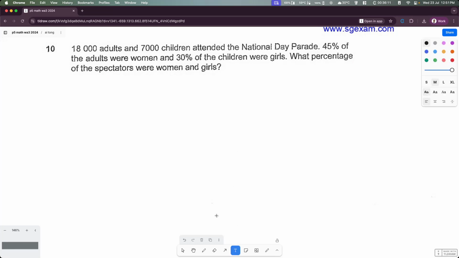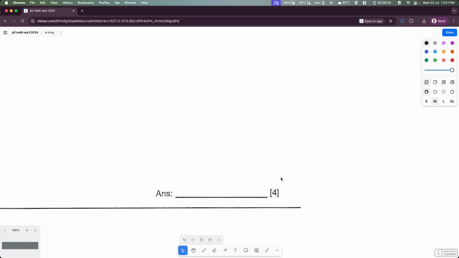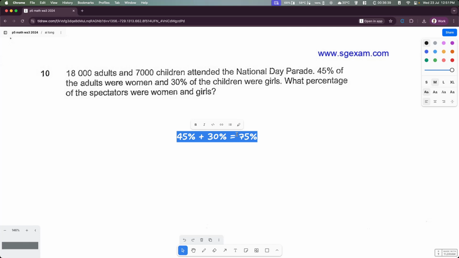So one common mistake is like one of my students sees, okay, you want the percentage for women and girls, okay lah, just add this 45%, 30%, right? So that's what they do, right? They just say, oh, the answer is 45% plus 30% equal to 75%. That's it, right? And that's the answer for a 4 marks question. Wow. Right? So in the end, it's not as easy, right?